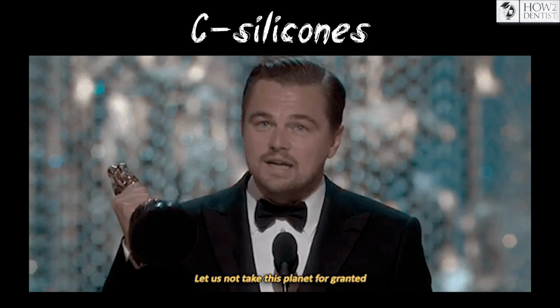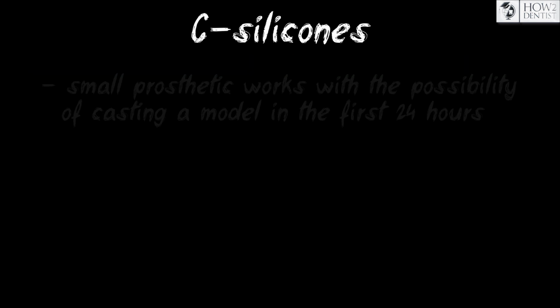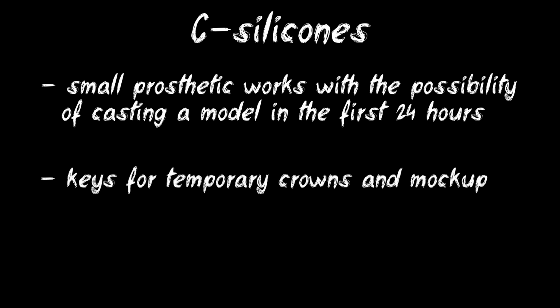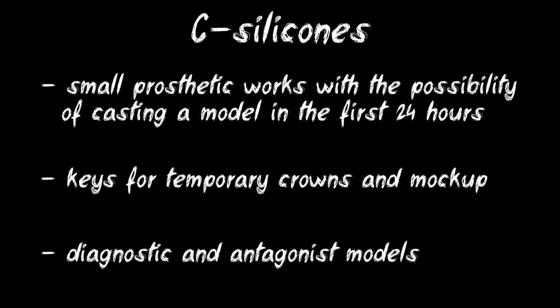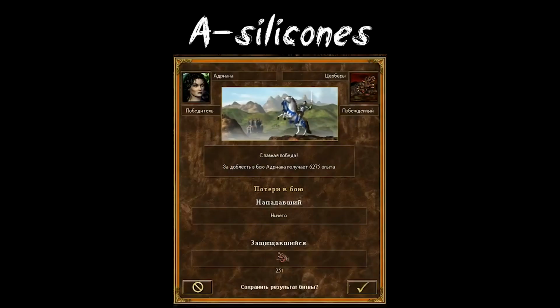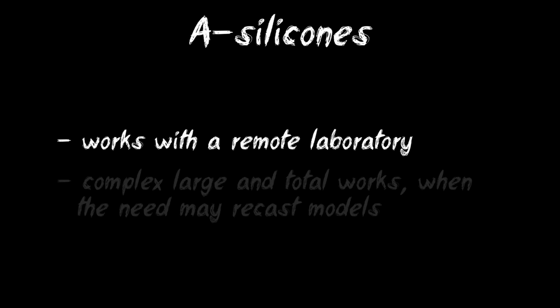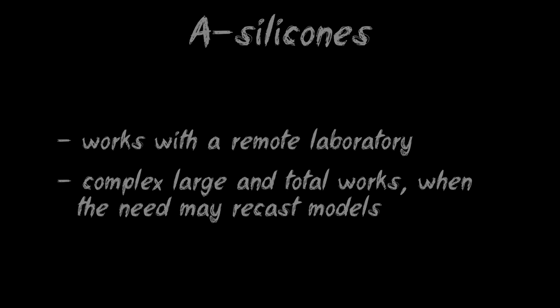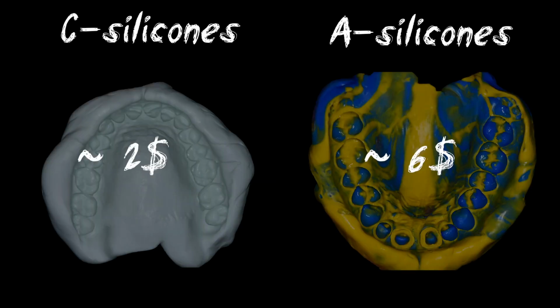Thus, C silicone becomes the winner in categories: small prosthetic works with the possibility of casting a model in the first 24 hours, cases for temporary crowns and mock-ups, diagnostic and antagonist models. A silicones are absolute champions in categories: works with a remote lab, complex, large and total works, and when there may be a need to recast models. As can be seen from the cost, an impression from A silicone is more expensive.